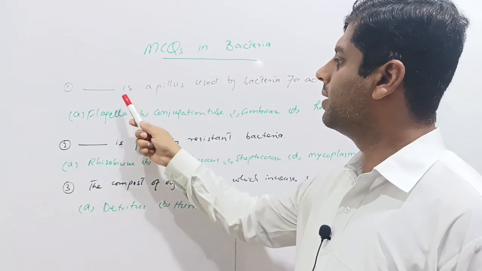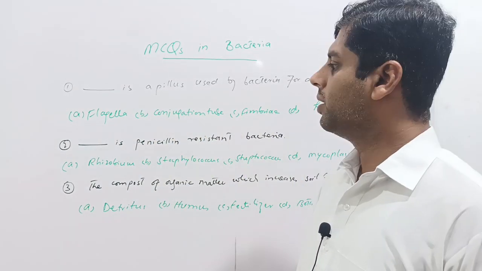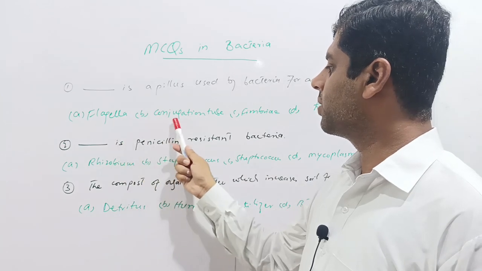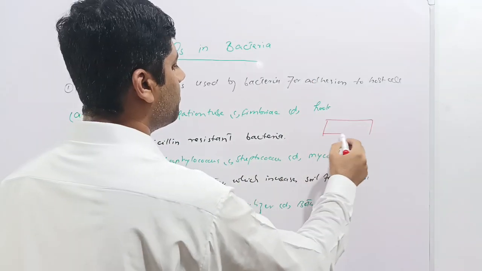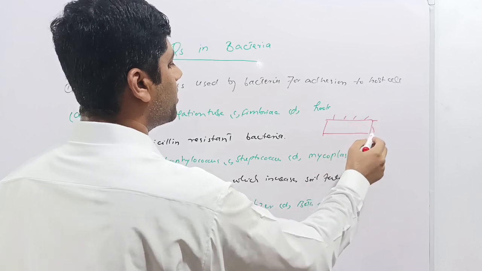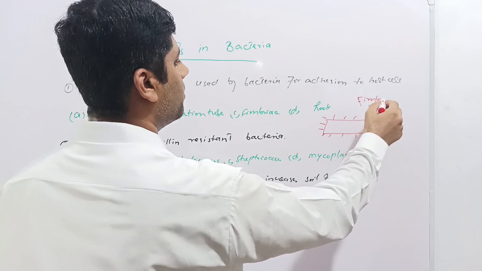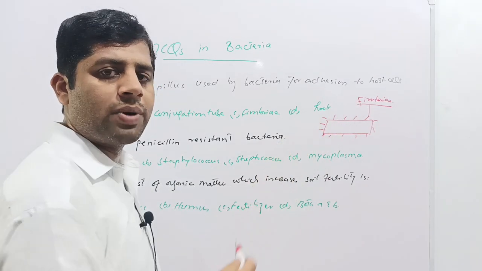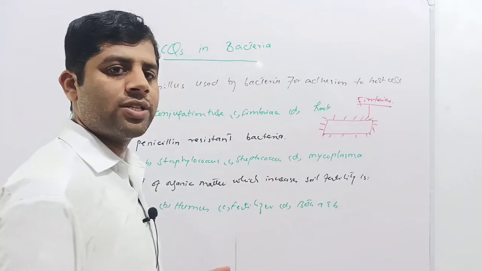First question is, dash is a pilus used by the bacteria for adhesion to the host cell. Given options are flagella, conjugation tube, fimbriae or hook. For example, if we consider this is a bacterial cell and there are some sort of projections arising from the cell wall of the bacterial cell, these projections are called fimbriae. Fimbriae are basically a kind of pilus and are made up of pillin proteins, and these fimbriae are used by the bacterial cell to attach with the host cells.